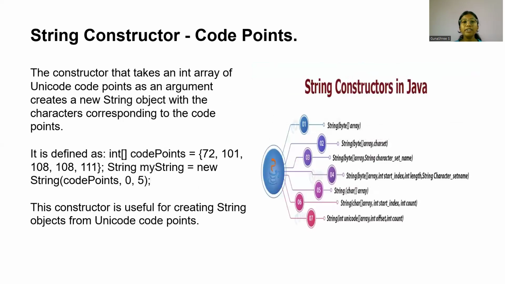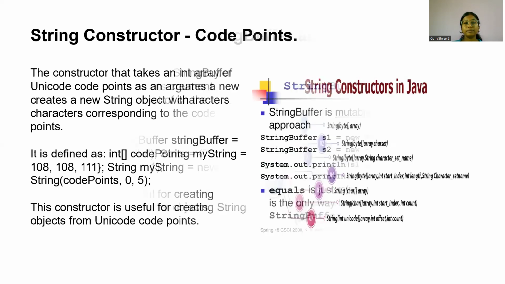Next is the code points. Here the constructor that takes in an integer array of Unicode code points as an argument creates a new string object with the characters corresponding to the code points. So it is defined as int[] codePoints, specifying the code points, and for calling the function, String myString = new String(codePoints, 0, 5), and it will print the code points that are present from 0 to 5. So it is useful for creating string objects from Unicode code points.